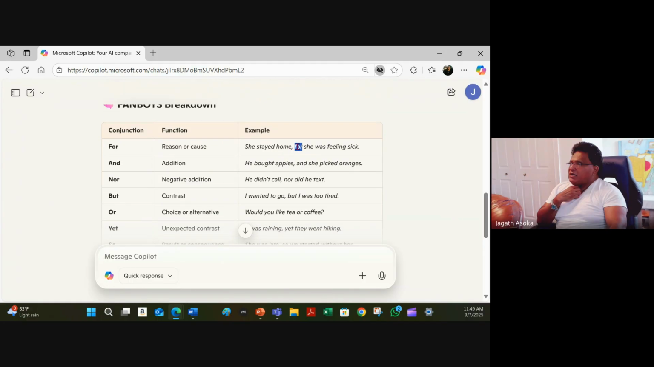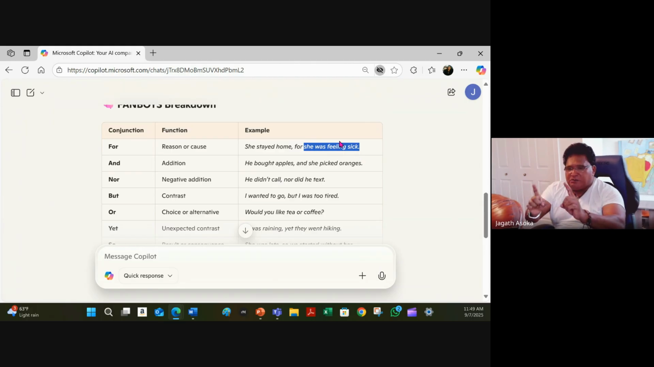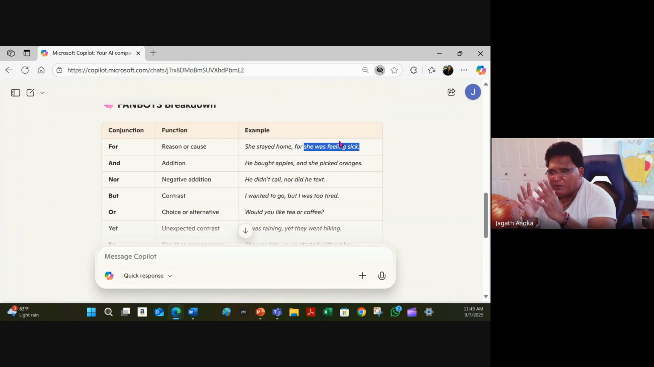They are using the conjunction for, but before that there has to be a comma, because this is also a complete sentence. You cannot combine two sentences with the conjunction without using the comma. That is known as a comma splice in the rule.